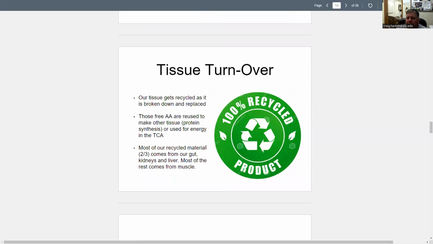All right, this is one of my favorite things to talk about. I think it's pretty cool. It is tissue turnover. So we recycle pretty good.